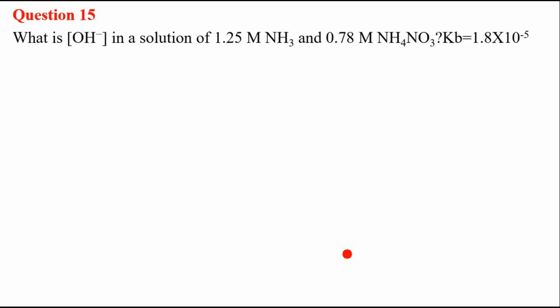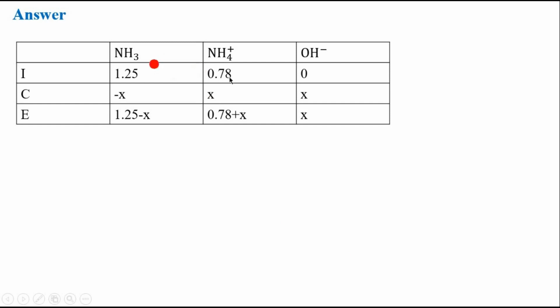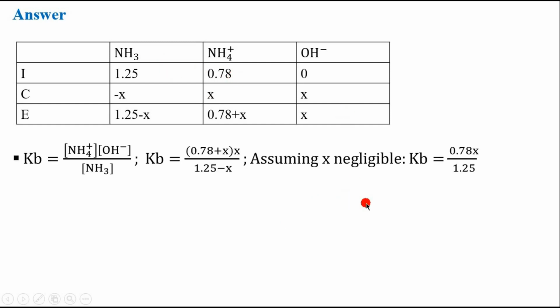So we are moving quickly to question 15. Question 15, what is it asking? It is saying, what is the hydroxide concentration in the solution of 1.25 molar ammonia and 0.78 molar ammonium nitrate. Here also we have a weak base and its salt. That means we have a buffer. We also use the same logic of the IC table to check for the hydroxide. So we assume x as negligible, and also we check the assumption.